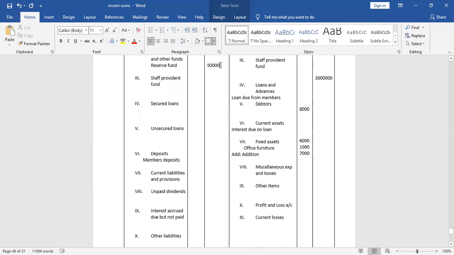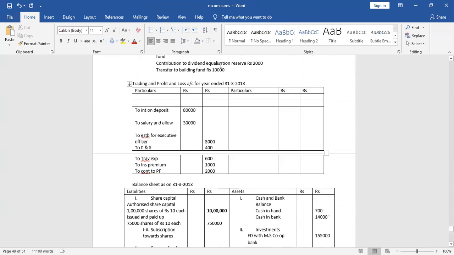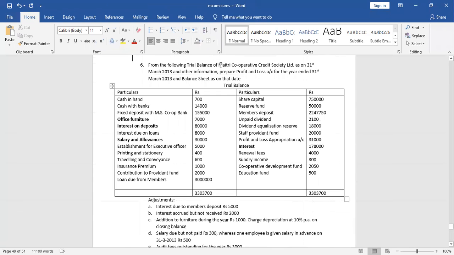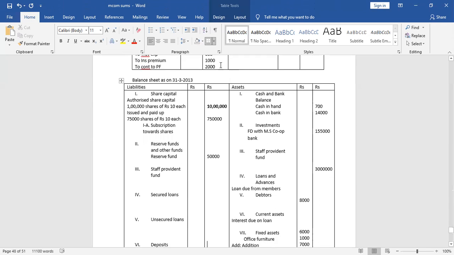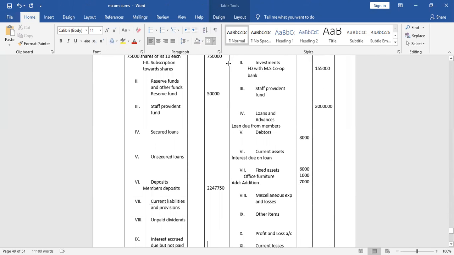1 minute. Let me bring the cursor down. Members deposit 22,47,750. Then what is given? Unpaid dividend, current liability, unpaid dividend. Do we have a different head for unpaid dividend? Unpaid dividend 2,100. Yes, we have a specific head for unpaid dividend. 2,100.